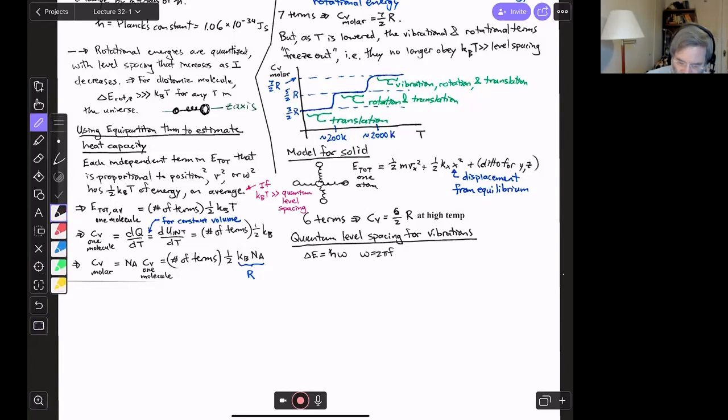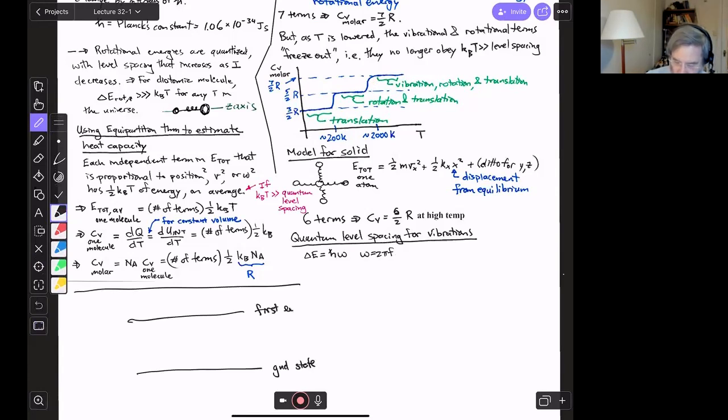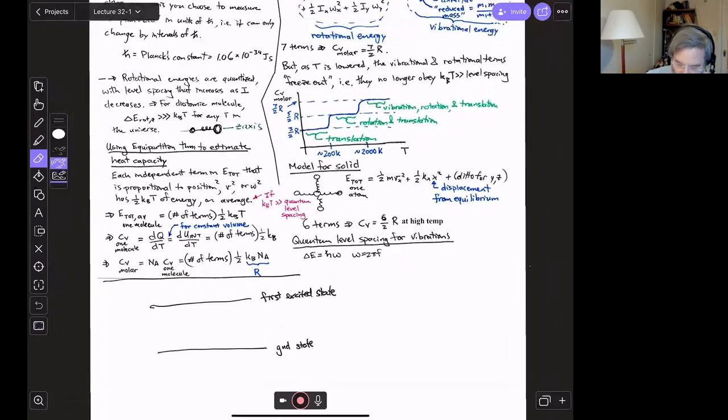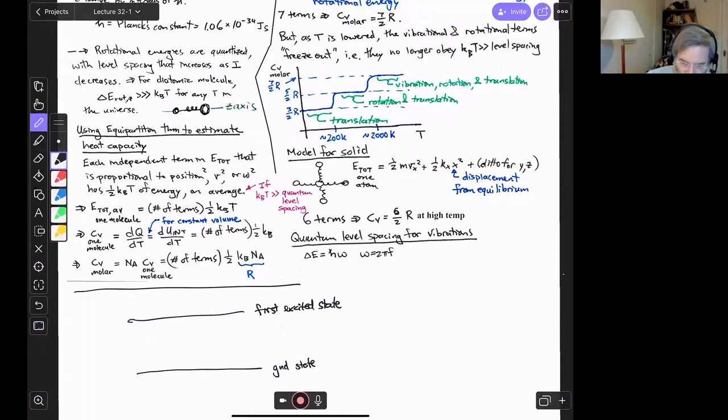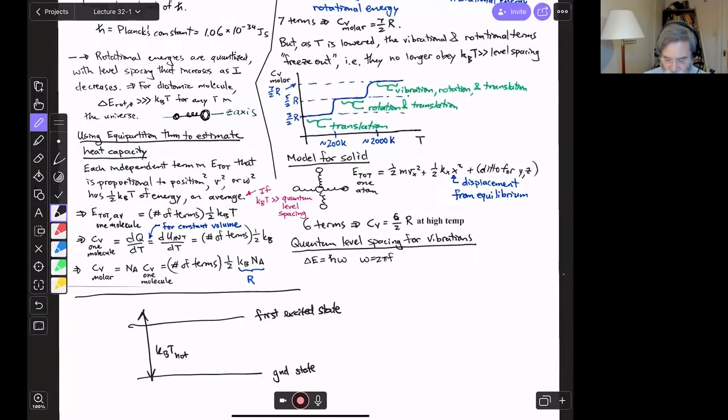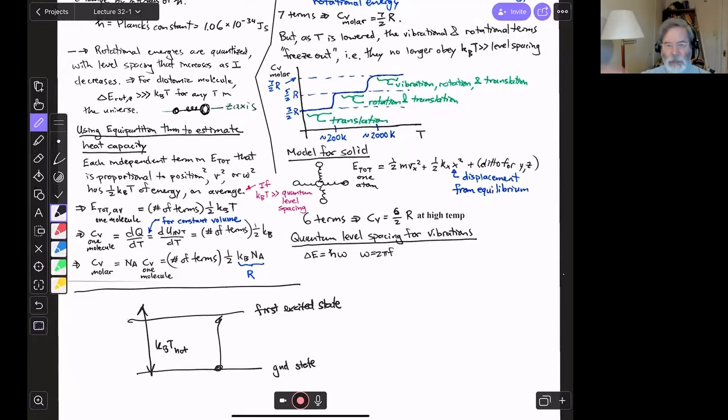So if I draw the quantum level spacing for vibrations, here we're in the ground state, and here we're in the first excited state. So if we're in a regime where kBT is like this, so I'm going to call this kBT sub hot, so this is some fairly high temperature, then it's easy for the system to get out of the ground state up to the first excited state, or even the second, third, fourth, fifth excited states. So it can fairly easily get that.